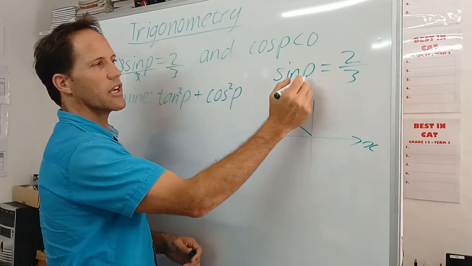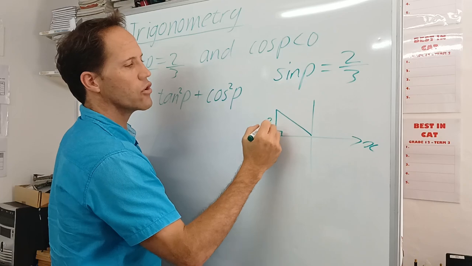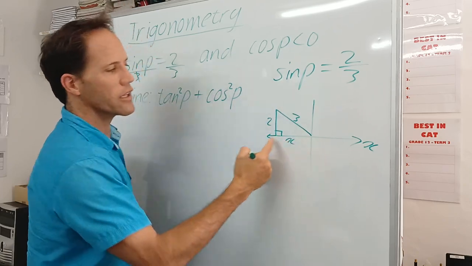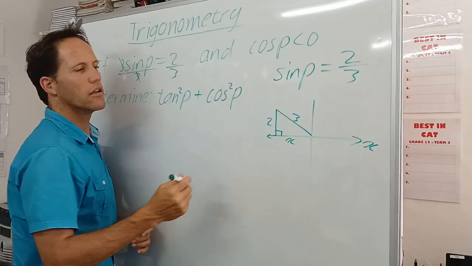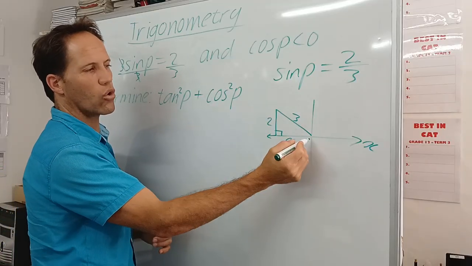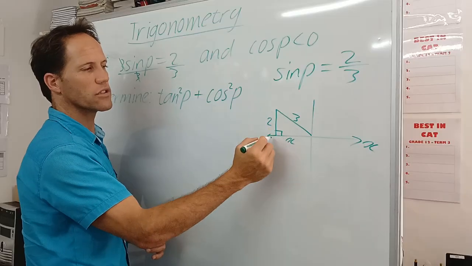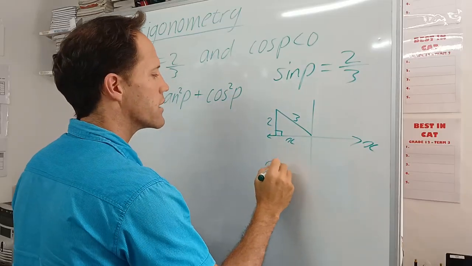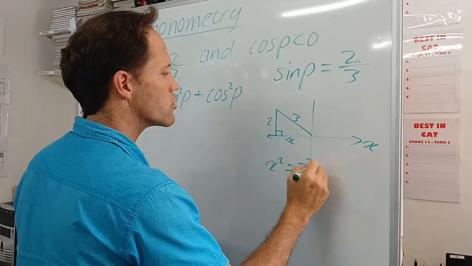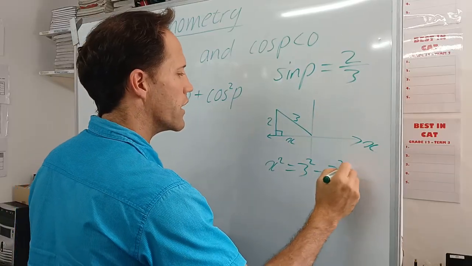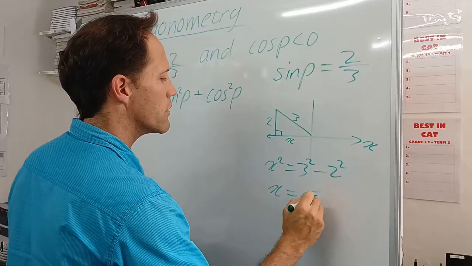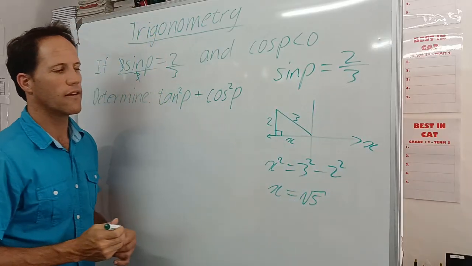Now you can say sine p is opposite over hypotenuse, and then we can find the missing side. In this case it's 3 squared, the long side squared, minus the short side squared. So x squared, the short side squared, is equal to the long side 3 squared minus the short side 2 squared. So 9 minus 4 is 5, so it's going to be the square root of 5.